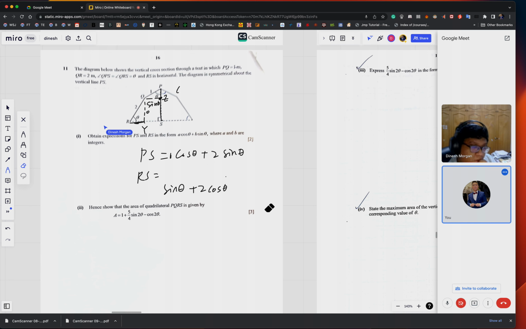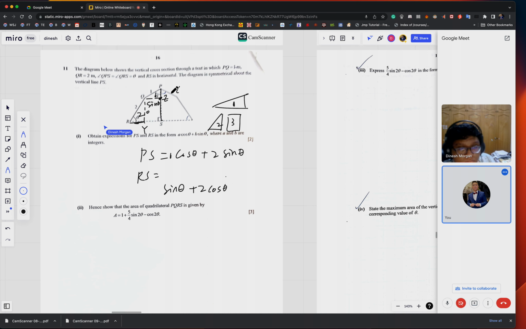Okay. Show that the area of the quadrilateral PQRS. So how do you find the area of the quadrilateral? There are many ways. You can probably just find triangle 1, right? Then you have your triangle 2, then you add the rectangle 3.